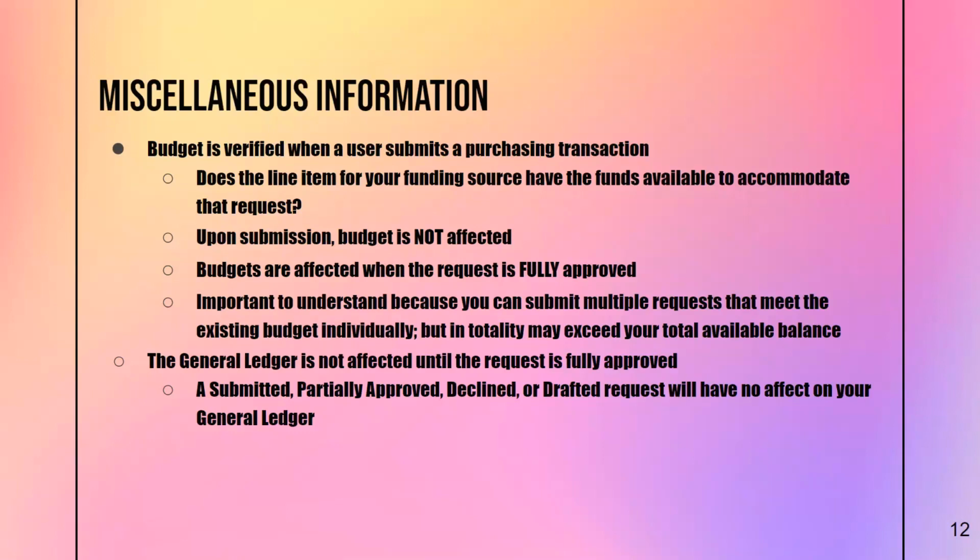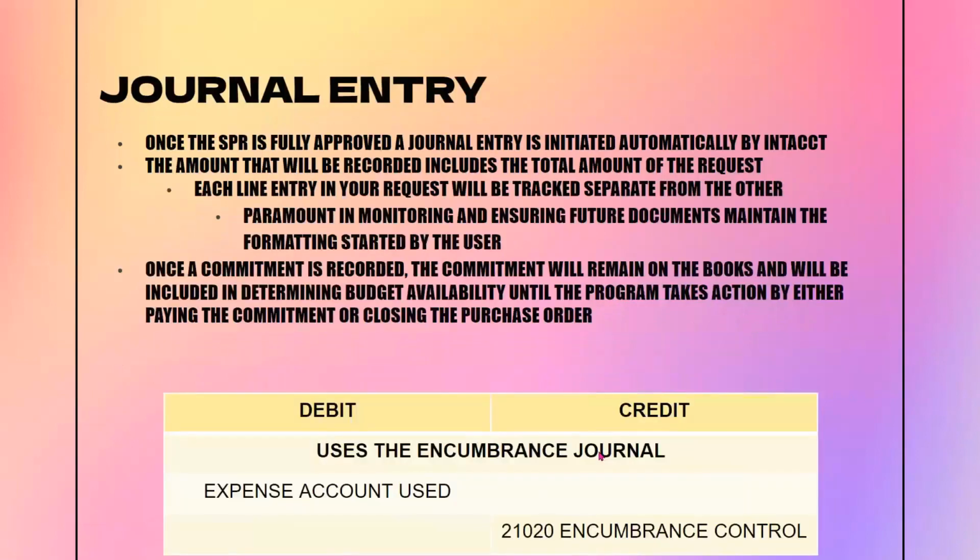The general ledger is not affected until the request is fully approved. If your purchase requisition says submitted, partially approved, declined, or drafted, there's no effect on your budget. They haven't been posted to anything. It has to say pending, meaning it's been fully approved. Once a purchase requisition is fully approved, a journal entry is initiated automatically by Intacct. The amount that gets recorded includes the amount of your request. And then each line entry in our request is tracked separate from the other. So if we have a requisition with 2 lines, the encumbrances are tracked separately for each of those lines.